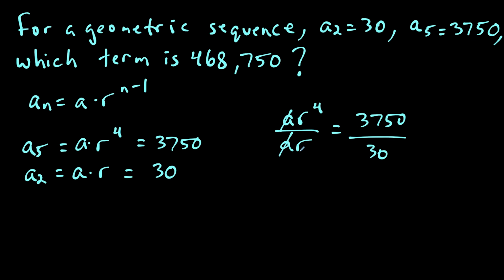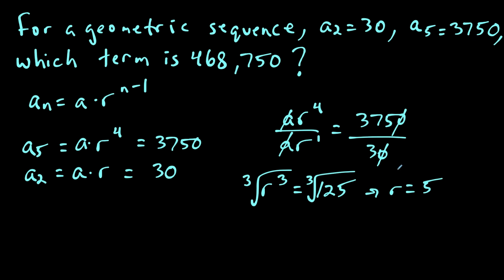a divided by a cancels. r to the 4 divided by r to the first is r to the third. We could get rid of trailing zeros here. And when you do 375 divided by 3, that's 125. And notice this number is a perfect cube. So that's going to make this question work out really nice. This tells us that r is equal to 5.